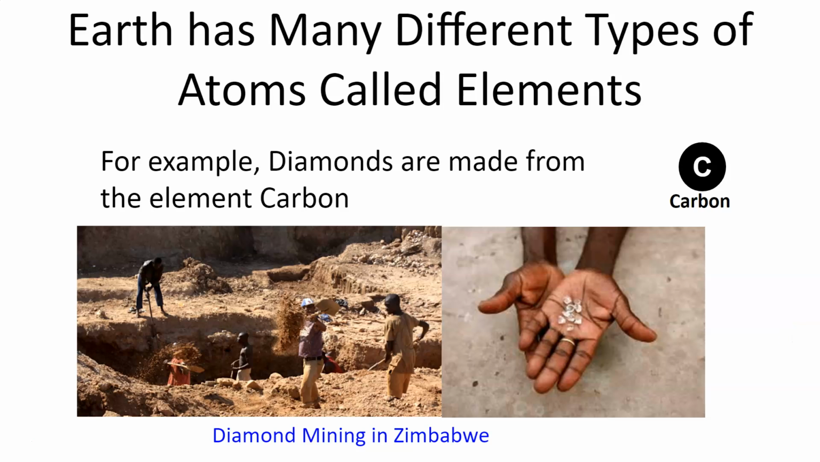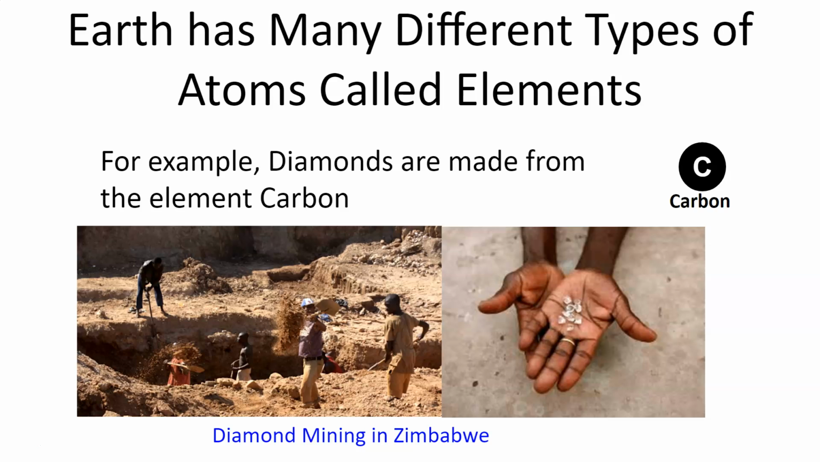Now, the Earth has many different types of atoms. We call those elements. For example, diamonds are made from the element carbon. Here's an image of a carbon atom, just a drawing. And diamonds are made of carbon. And we have a photograph of people mining diamonds in Zimbabwe. Now, interestingly enough, the pencil lead in your pencil is also made of carbon atoms. That's just showing you how different arrangements of these atoms can look different.